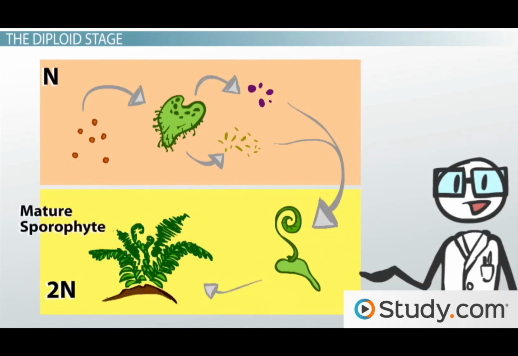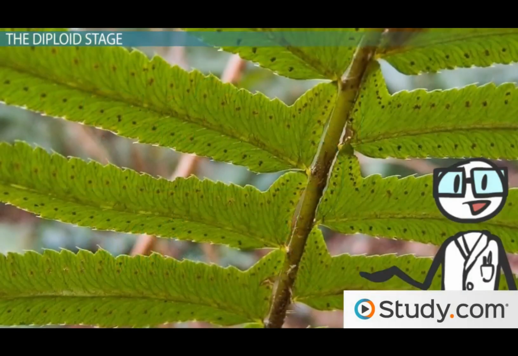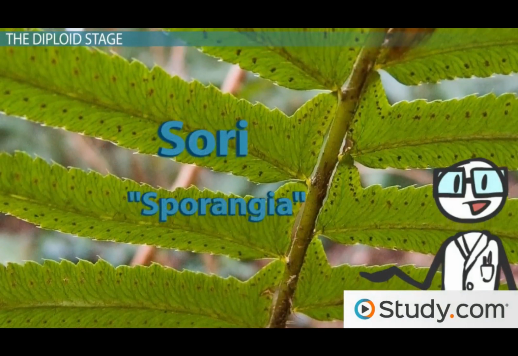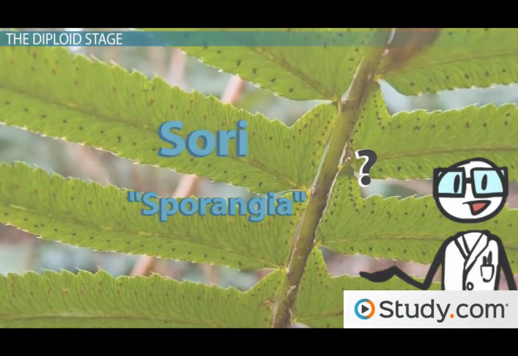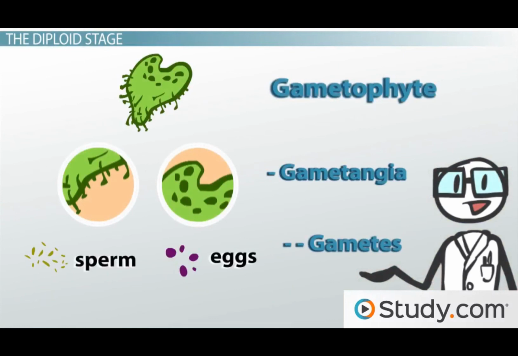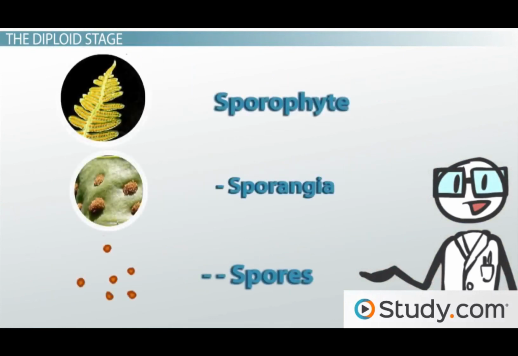There are many different structures in the mature sporophyte, but we will focus on those involved in reproduction. Located on the underside of fern leaves, you may find red or brown dots. These dots are called sori and are groups of sporangia. Now, what are sporangia? Just like gametophytes have gametangia that produce gametes, sporophytes have sporangia to produce spores.